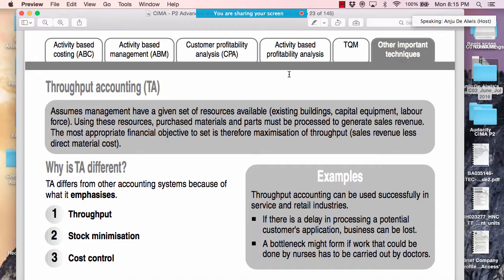So they're looking at why throughput accounting is different, because it differs from other accounting systems in that it emphasizes the throughput, right? It looks at cost control, it looks at minimization. And remember, this is not your normal accounting, it's your management accounting. So the first thing is we try to figure out what this throughput accounting is. We've never done this kind of thing, right? So it becomes quite confusing. But if you look at it from a management accountant's point of view, they're looking at, again, what are the things creating the bottlenecks.